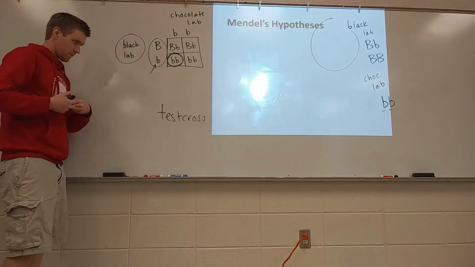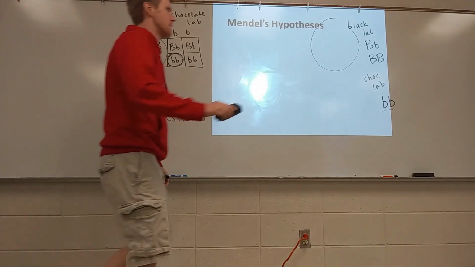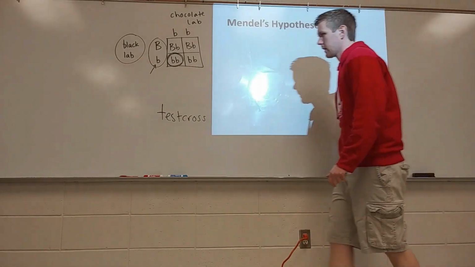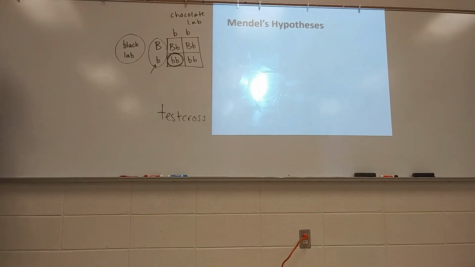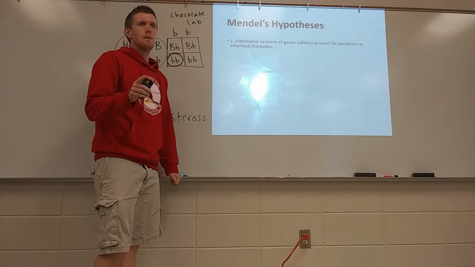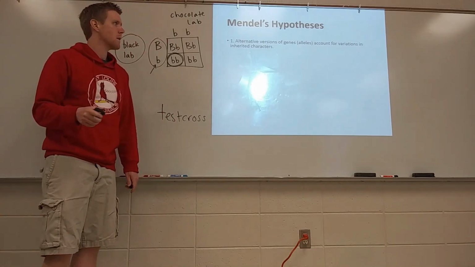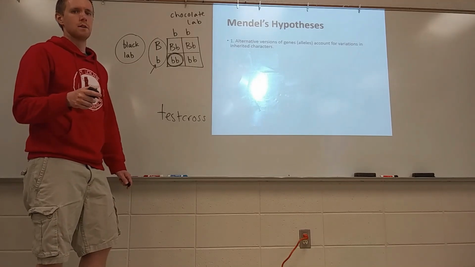All right. This next slide summarizes Mendel's paper that he published regarding patterns of inheritance. So I'm just going to read through these real quick. Number 1, Mendel noted that alternative versions of genes, which we now call alleles, account for variations in inherited characters.